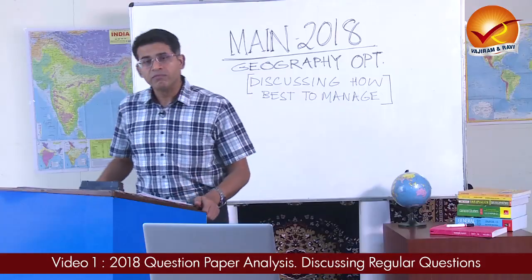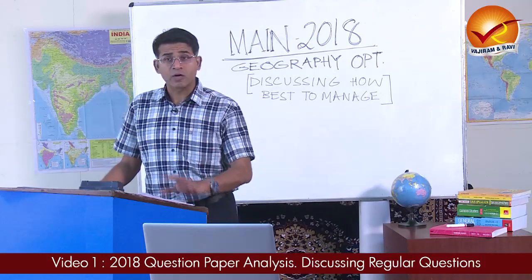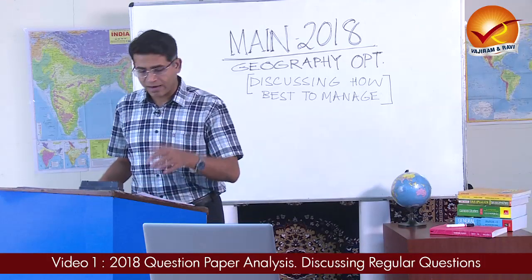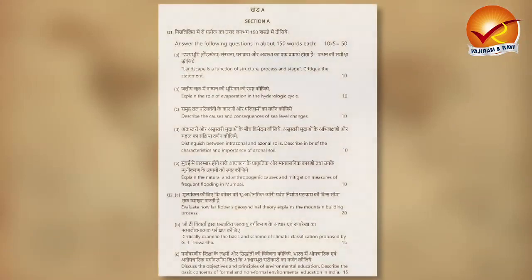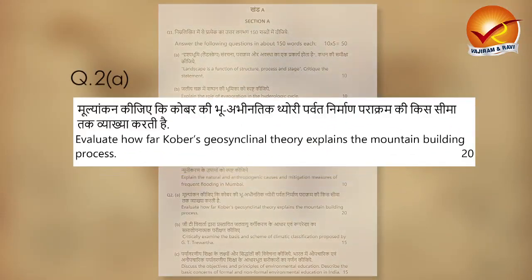Another question which is of the regular kind that doesn't require too much of reading and analyzing is question number 2A. Evaluate how far Kober's geosynclinal theory explains mountain building process.